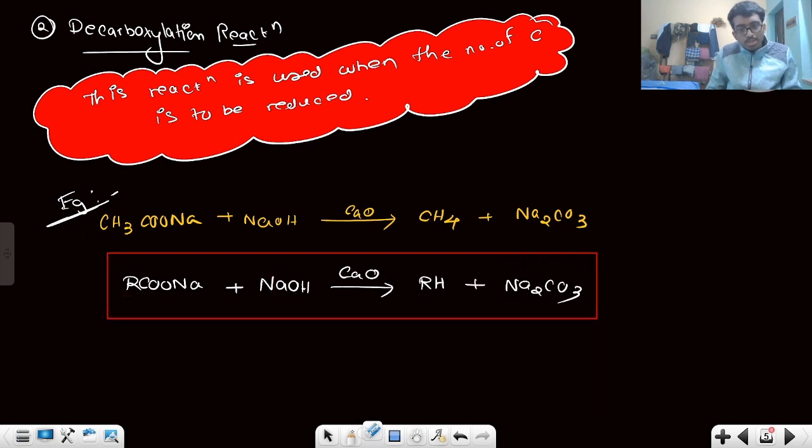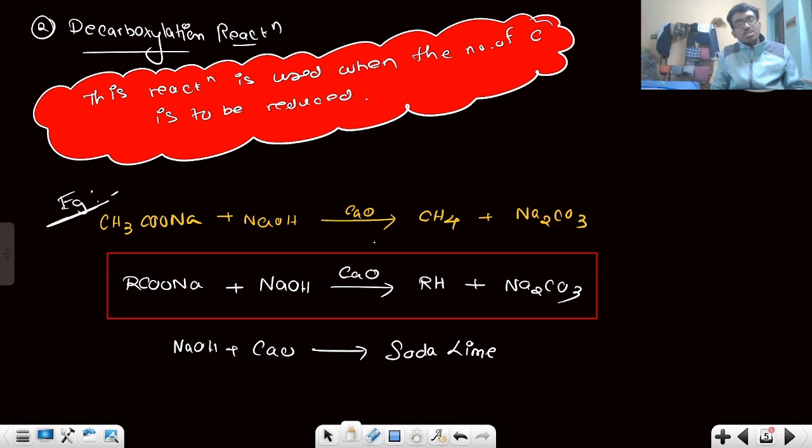NaOH plus CaO is called soda lime. So soda lime you also have to remember. NaOH plus CaO combined we will call soda lime. So this is a soda lime reaction as well. In some cases you might find they are saying soda lime reaction. What is soda lime reaction? Nothing but this NaOH plus CaO is called soda lime. Clear with this or not clear? So the basic funda is RCOONa reacts with NaOH and CaO to form RH plus Na2CO3.